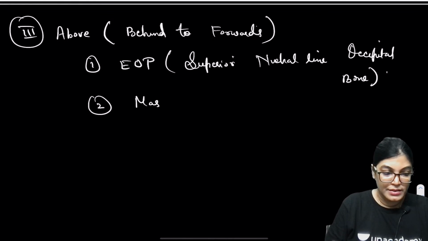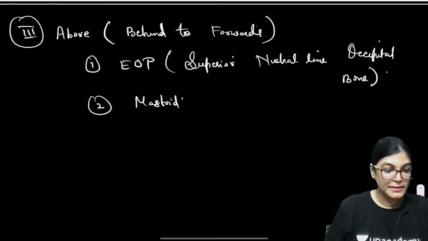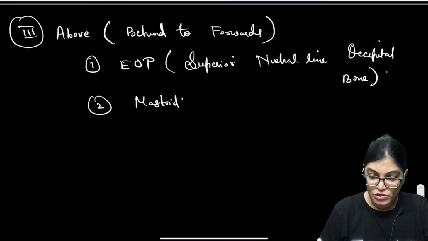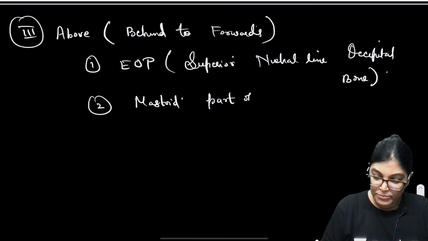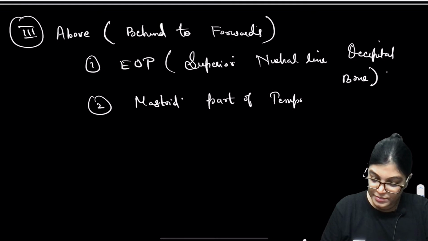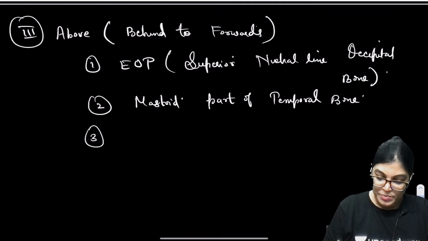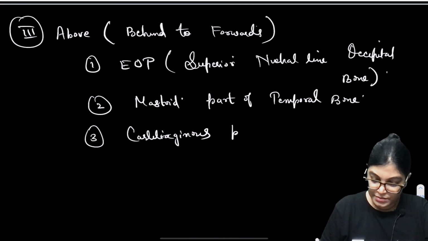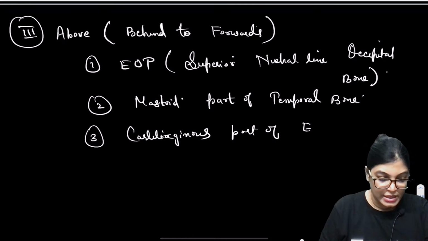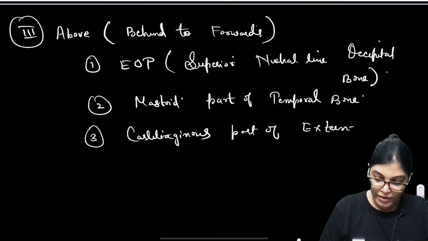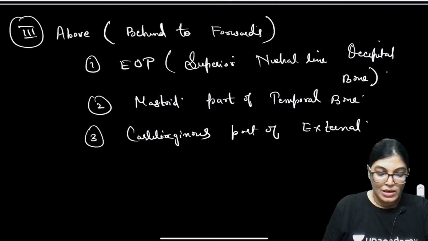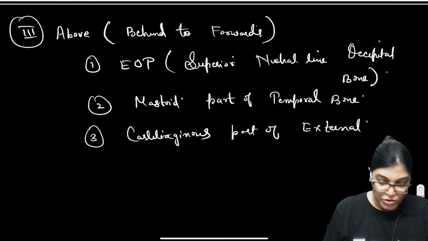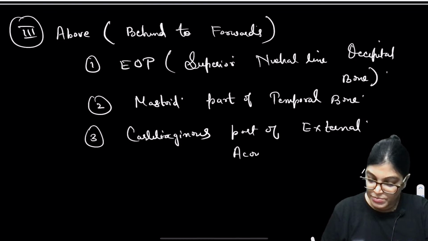Then to mastoid, mastoid part of temporal bone. Then the cartilaginous part of external acoustic meatus. Yes, Fatima, good evening dear. External acoustic meatus.